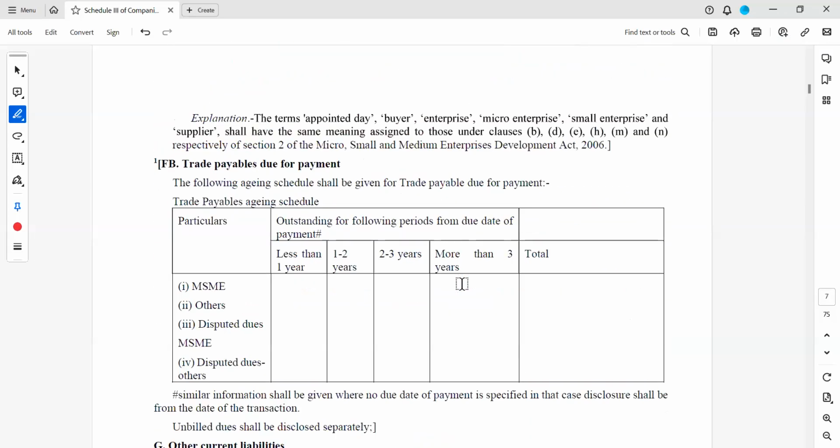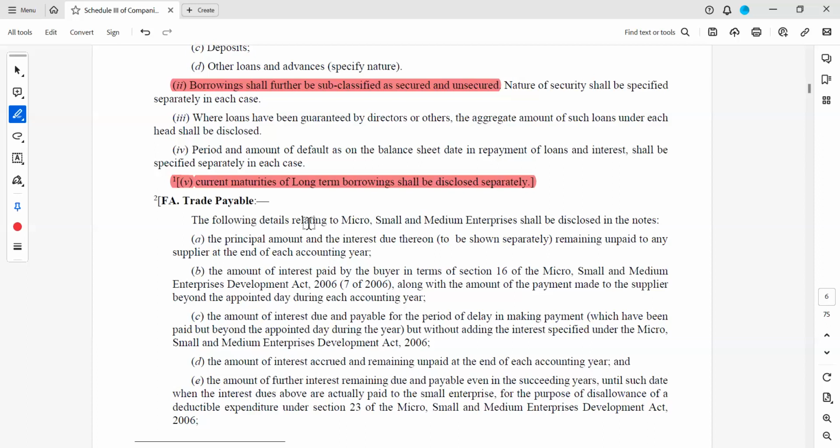Next, coming to trade payable. The following details relating to MSME, that is micro, small, and medium enterprise, shall be disclosed in the notes. The principal amount and the interest due thereon to be shown separately, remaining unpaid to any supplier at the end of each accounting year. So what they are trying to say is, you do not club the interest payable on delayed payment to MSME.